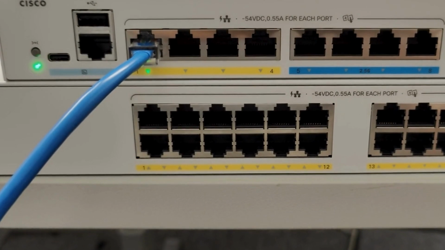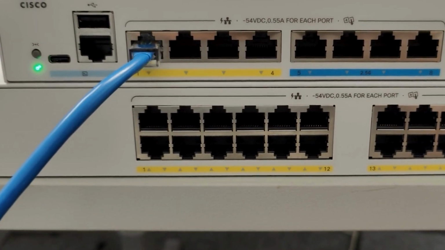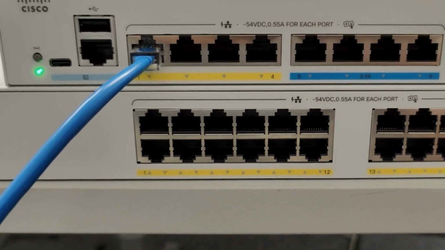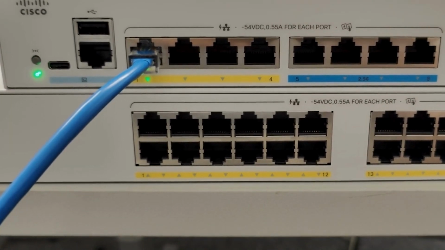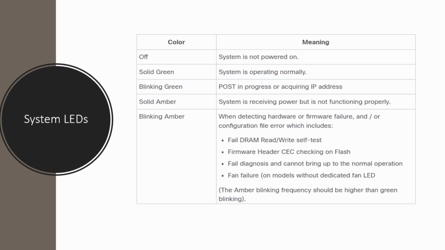I'll connect a DHCP server to the switch. Once the light turns solid green, it signifies that the switch is fully operational and has successfully obtained an IP address. An additional color you may see is amber. A solid amber light indicates that the system has power but is not functioning correctly. A blinking amber light suggests a potential hardware or firmware issue.